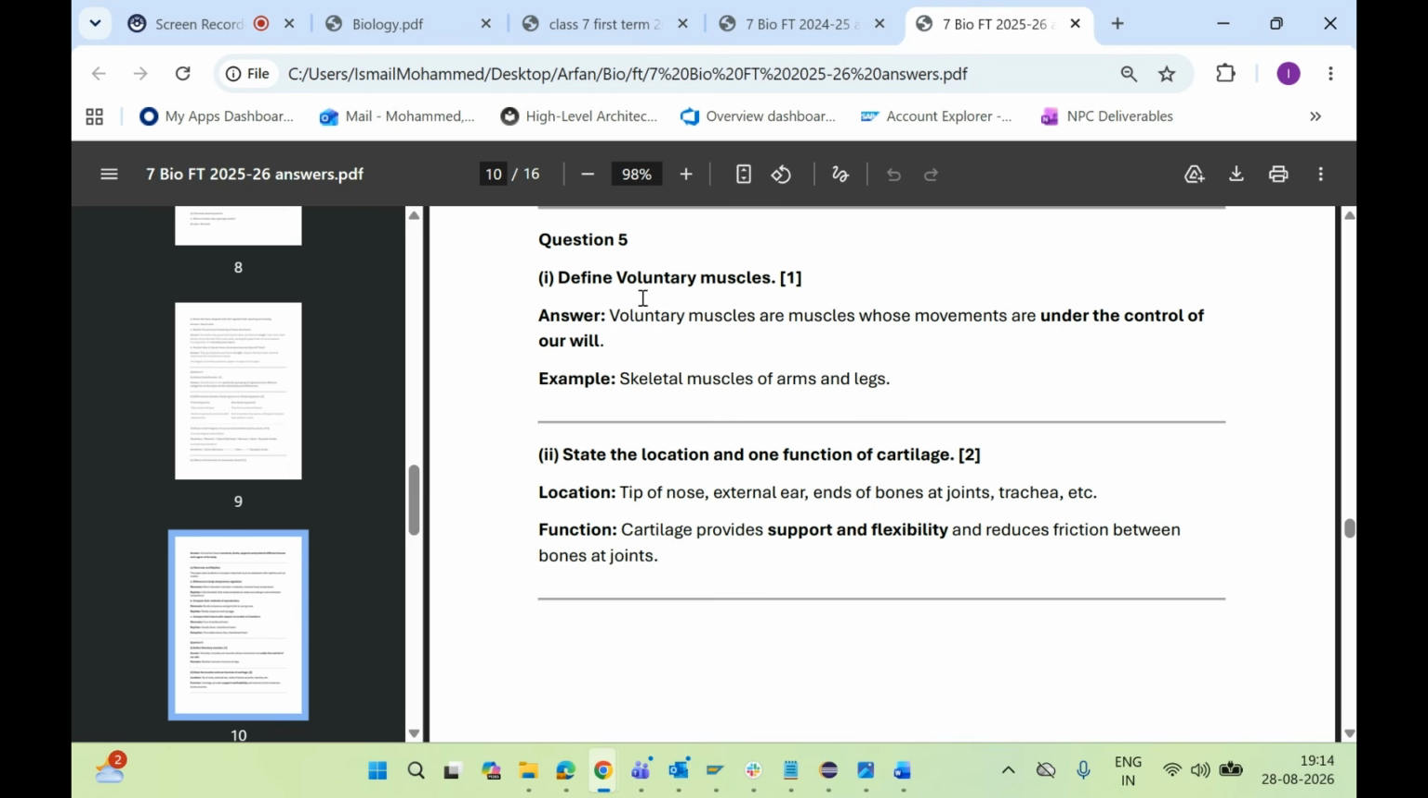Voluntary muscles. So in the name itself, voluntary muscles are those muscles where the movements are under the control of our will. Example, skeletal muscles of our arms and legs. Involuntary muscles, we don't have control over them. For example, the heartbeat. Okay.